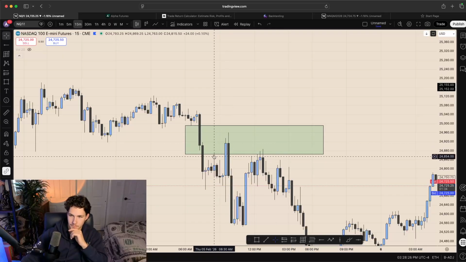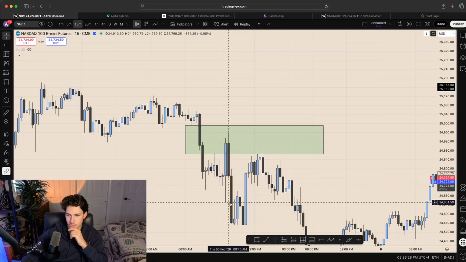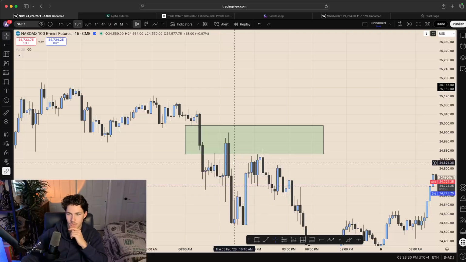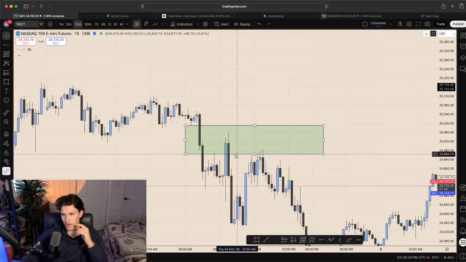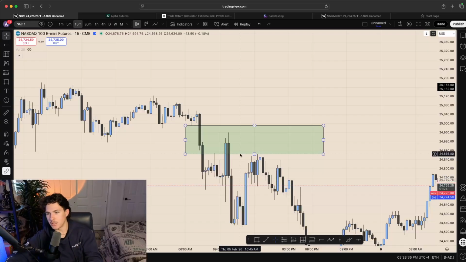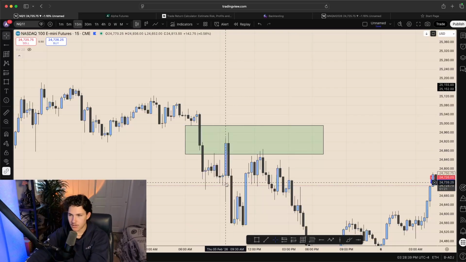15-minute. Bam. What do we do? Break structure. What do we also do? Bam. Broke structure again. Would we enter off a break of structure if we got a fair value gap? No, probably not. But to see a proper retracement, that is a solid confluence that, hey, this is a solid retracement.